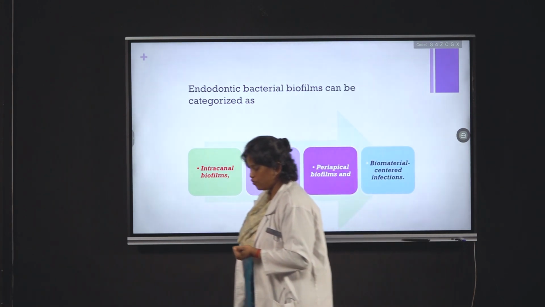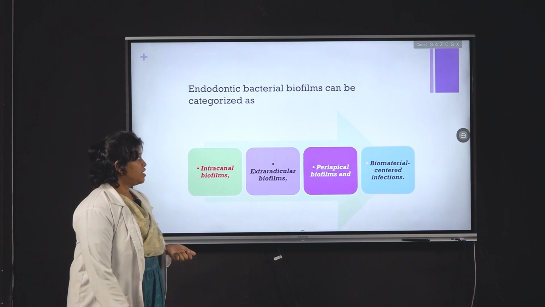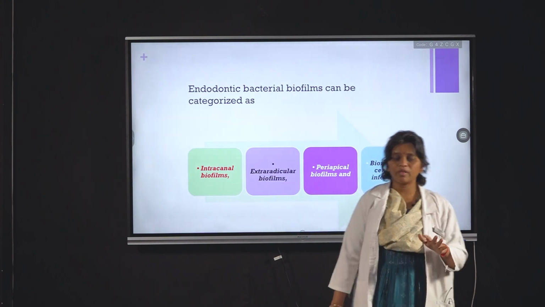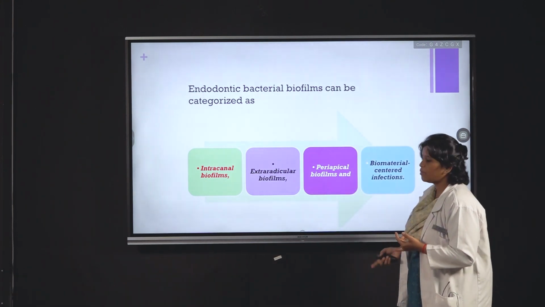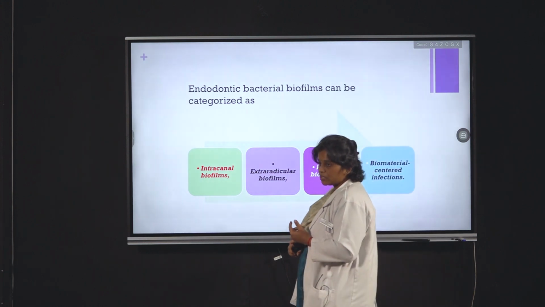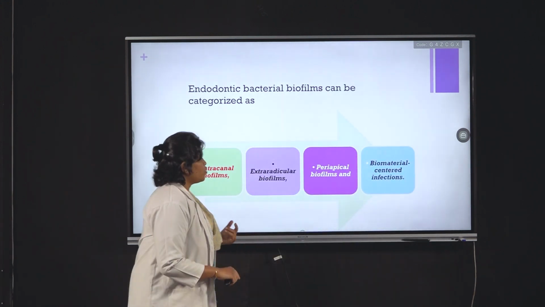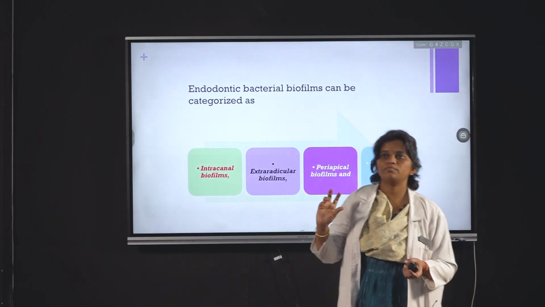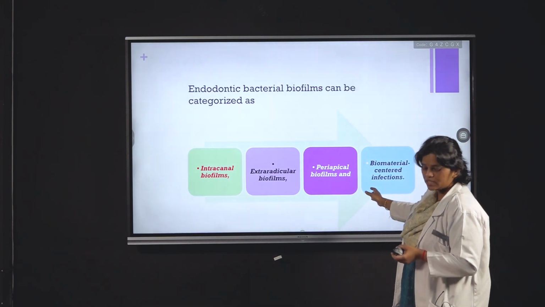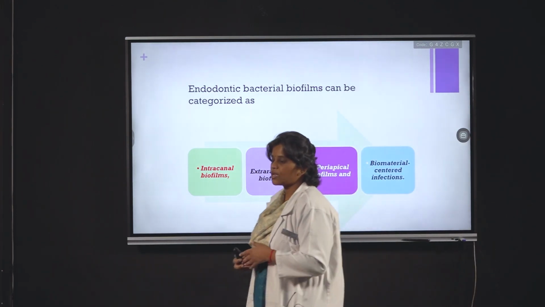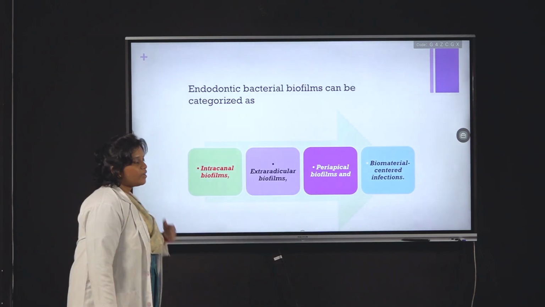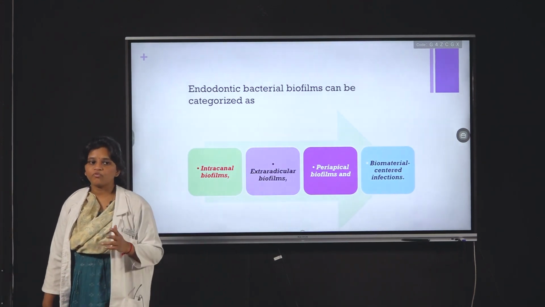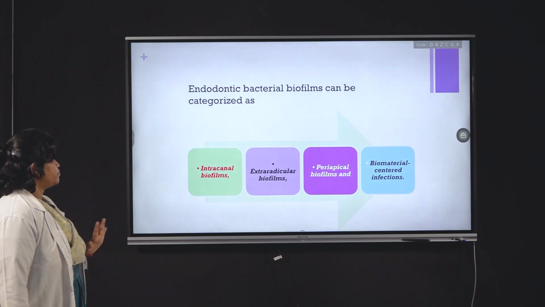Next is the biomaterial centered biofilm. Sometimes we see various materials coming out from the apical foramina, which can be an intracanal medicament like calcium hydroxide. It can also be gutta-percha coming out from the apical foramina. When you have a foreign object, the same thing happens: there will be conditioning of the substrate. For example, around the gutta-percha there can be conditioning of the gutta-percha surface, which can cause colonization of the bacteria. So these are the four important types of bacterial biofilms that we see in the root canal system.